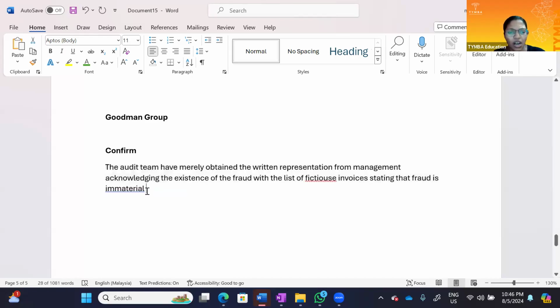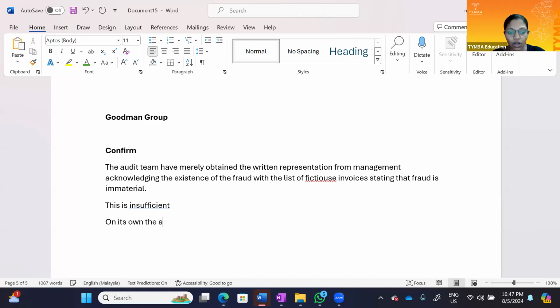Because how can you just say it is immaterial when you don't have any evidence for it? Who is telling you 40,000? The person who has done it. So you are trusting someone who is actually a fraudster. So now you want to say this is insufficient, and we want to comment on it on its own.